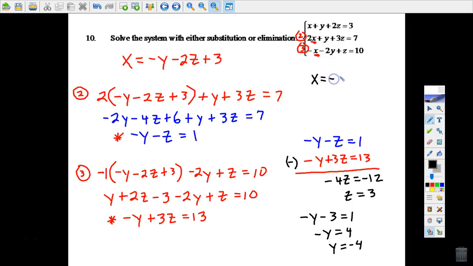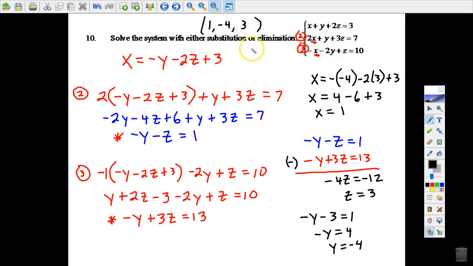X is the opposite of y minus 2 times z plus 3. Okay. The opposite of negative 4 is 4. This is minus 6 plus 3. Negative 2 plus 3 is 1. Okay, so we got our answer. X is 1, y is negative 4, z is 3. Okay, so that's using substitution.